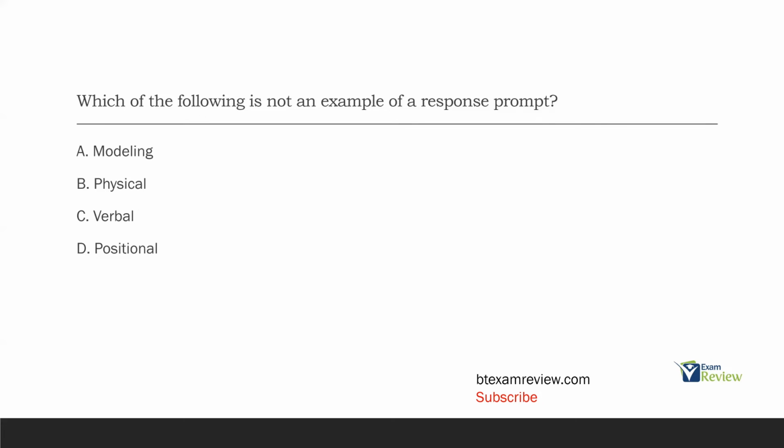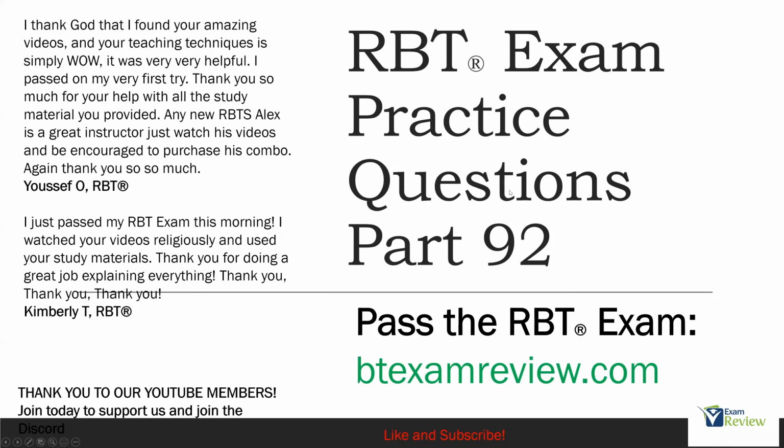D, positional. With positional, I'm manipulating the stimuli, the antecedent stimuli. Maybe I move it closer to you. Maybe I move it further away from you. I'm doing something with the stimuli, making it a stimulus prompt. Which of the following is not an example of a response prompt? It's going to be D, positional.